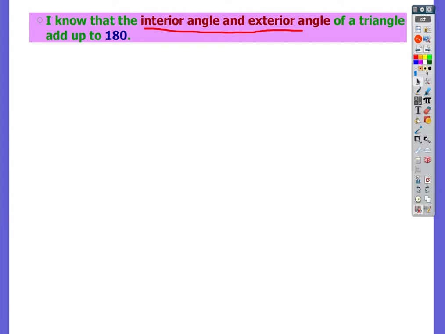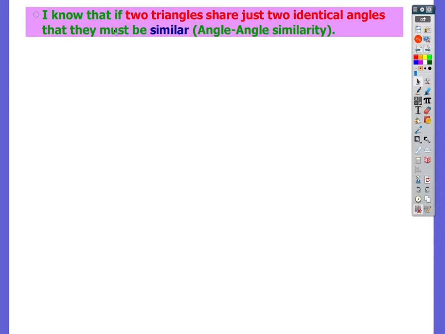So we're going to take a look at one more thing. And again, if you want to cover some more material on this, go ahead and reference 6-9 from the book. But we're going to cover one more thing: if I have two triangles and they share two identical angles, I know they're similar. So let's just recap really quick.